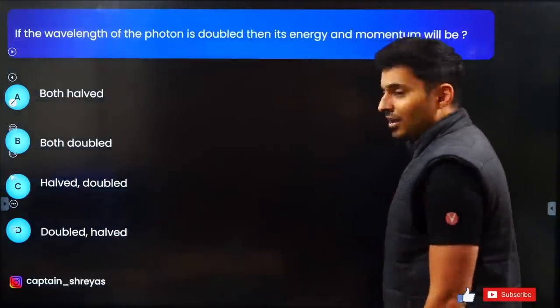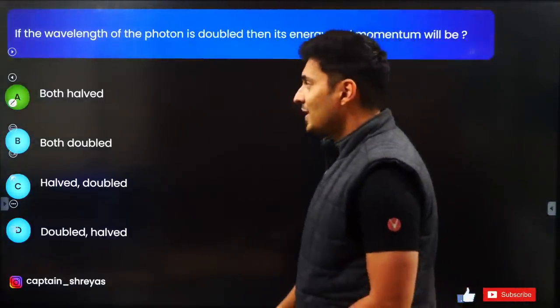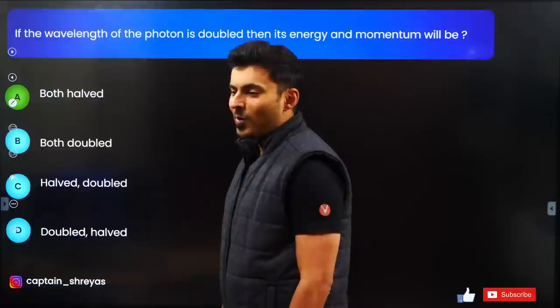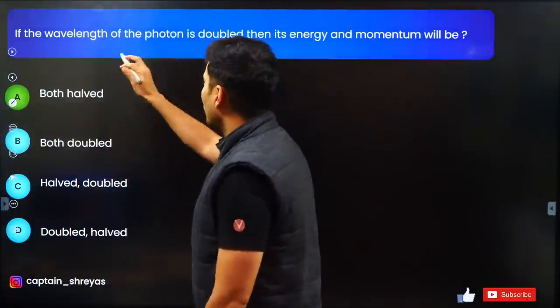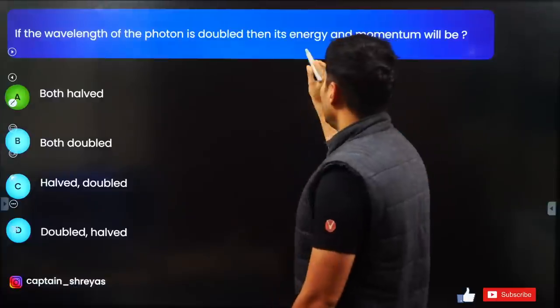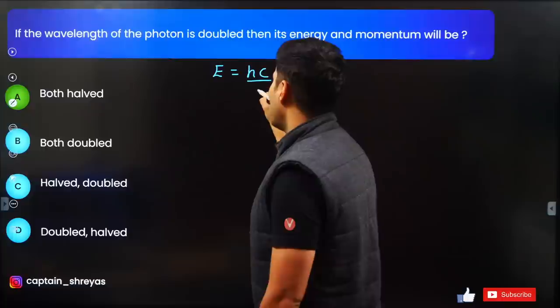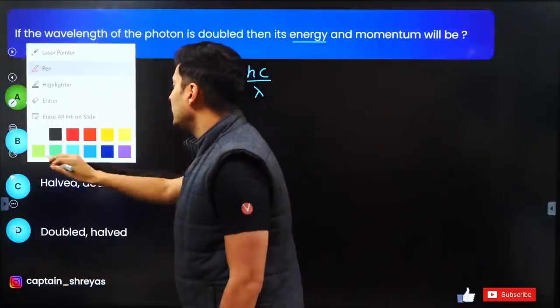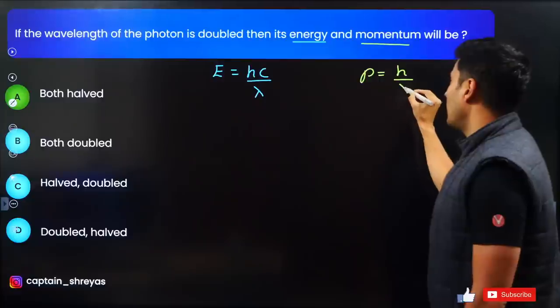Okay, most of you are saying both double. Some of you are saying doubled and half. The correct answer is both halved, guys. What just happened? Let us have a look. Guys, the energy and the momentum. Let's talk about energy. Energy formula is hc by lambda. If you talk about momentum, momentum is h by lambda, correct?